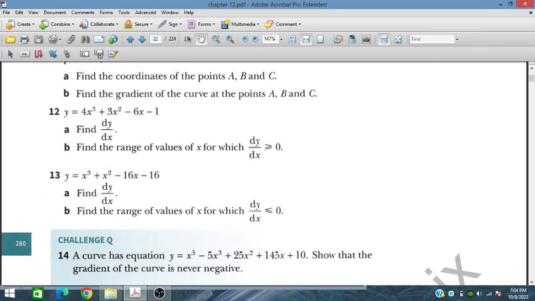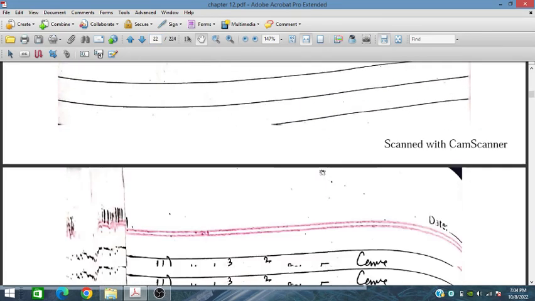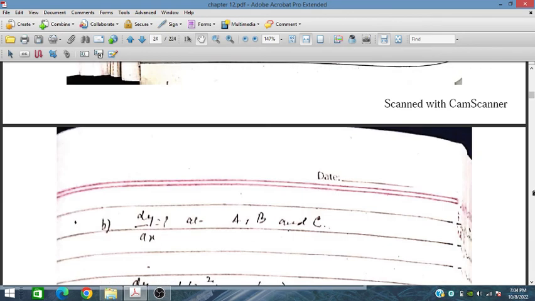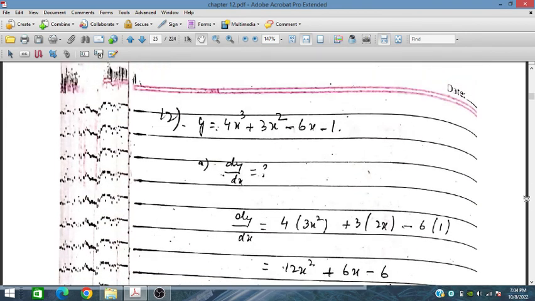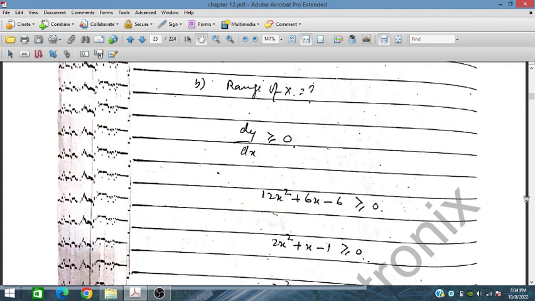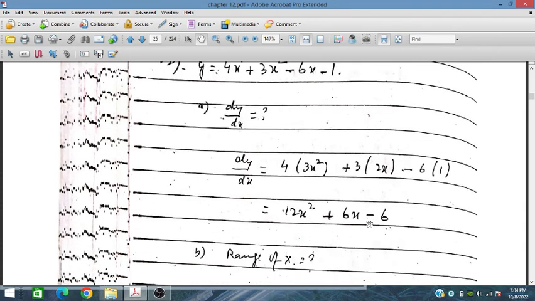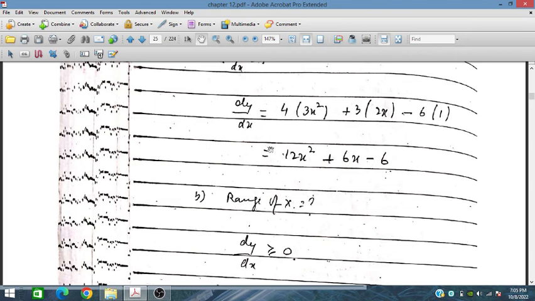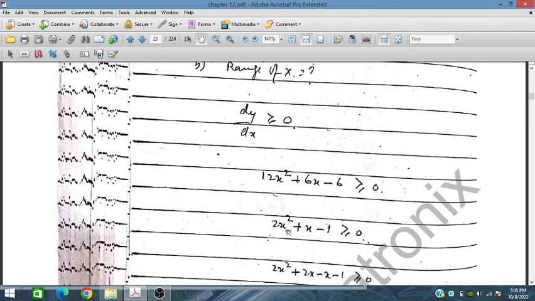So here we have a curve, this one, and we have to find the gradient of this curve. The gradient of the curve is given as this. We want the range of values for which the gradient is greater than or equal to 0. For this purpose we have this greater than 0, and eventually it can be written down like this.